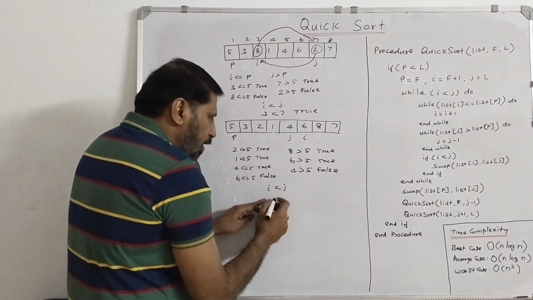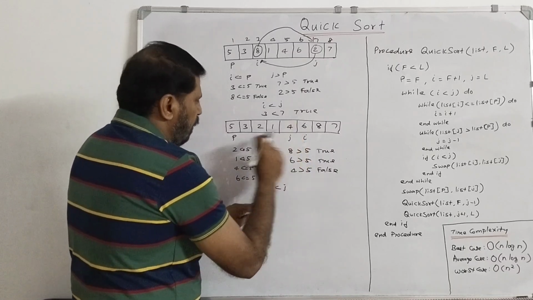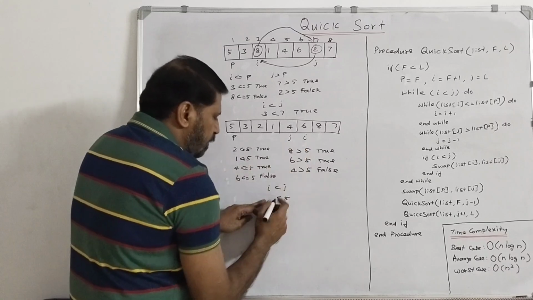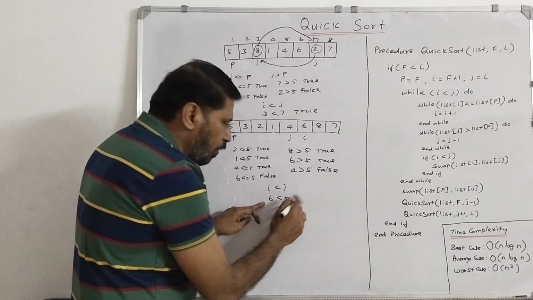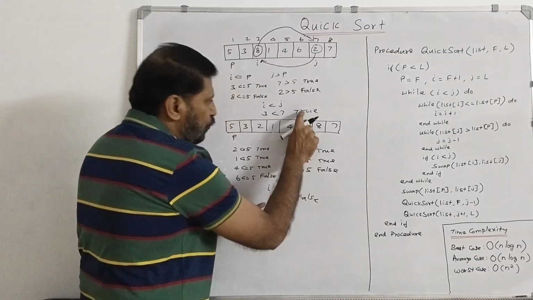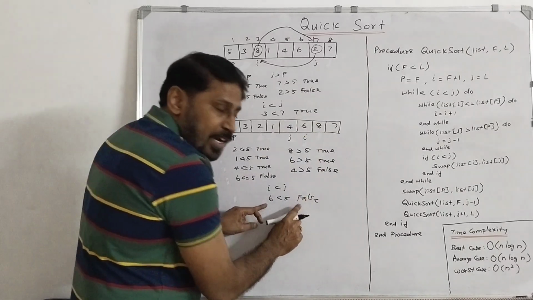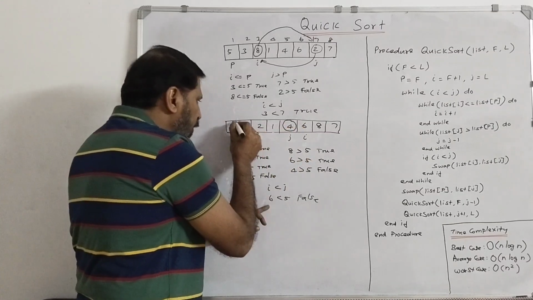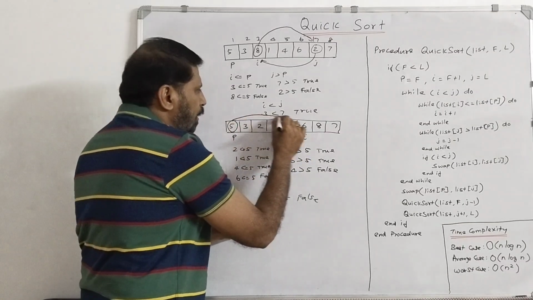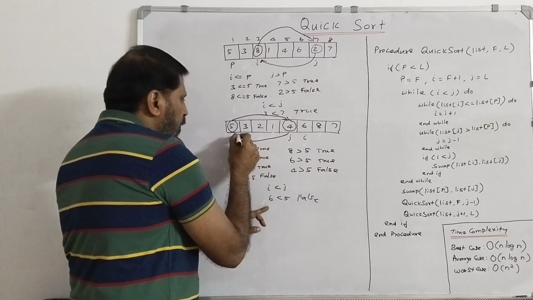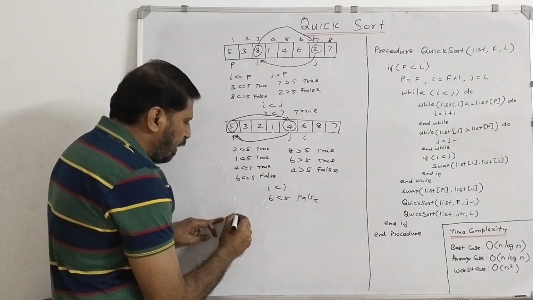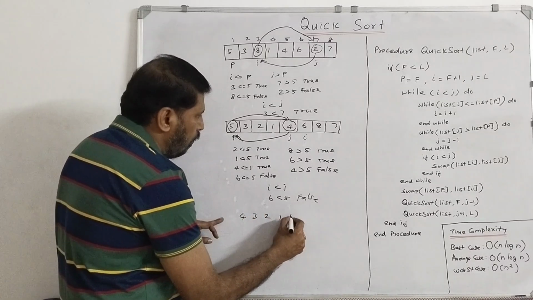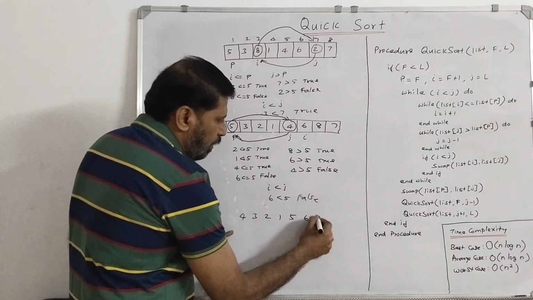So what is the j value here? The j value is in the 5th position, and the I value is in the 6th position. 6 is not less than 5, so the condition is false here. Whenever the condition is false, I have to interchange j and the pivot value. So the pivot value goes here and j comes here. What is the resultant array? The resultant array is 4, 3, 2, 1, 5, 6, 8, 7.